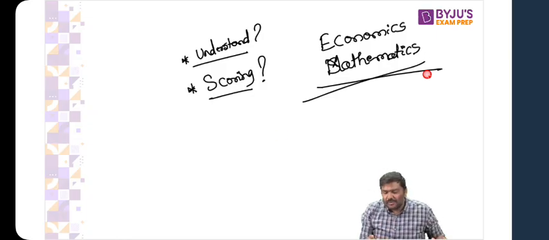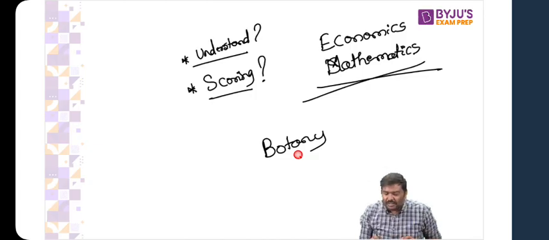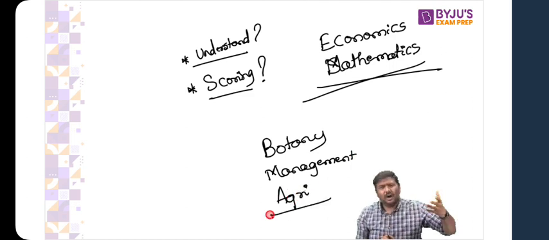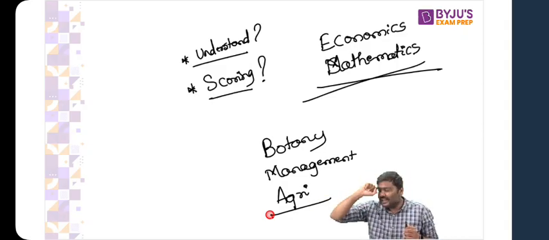How many of you know that you can choose management as an optional for the UPSC paper? You can choose agriculture as an optional for UPSC mains. But please see how many of the toppers have taken these. How many of the toppers chose agriculture as their optional? How many have chosen botany? How many have chosen zoology? You will not find many takers. Why? These subjects generally are not scoring enough.